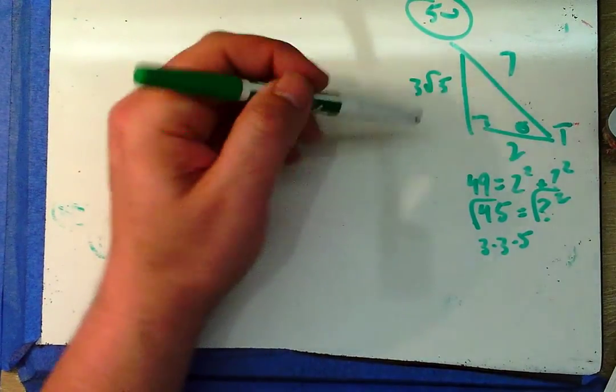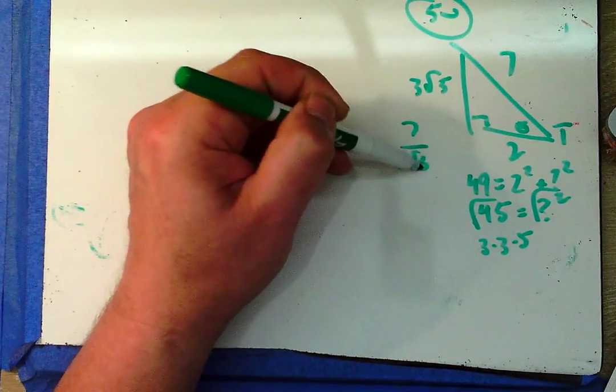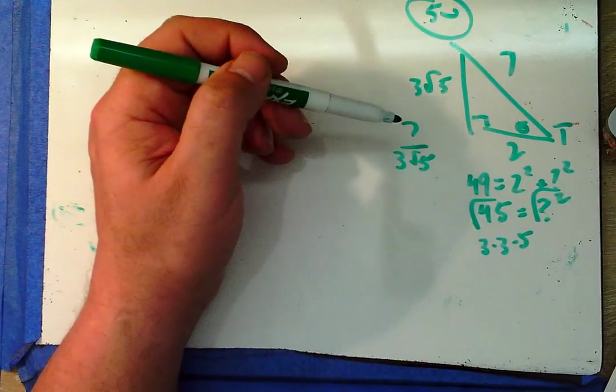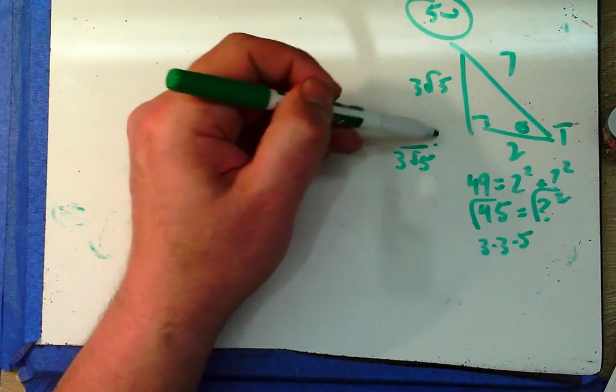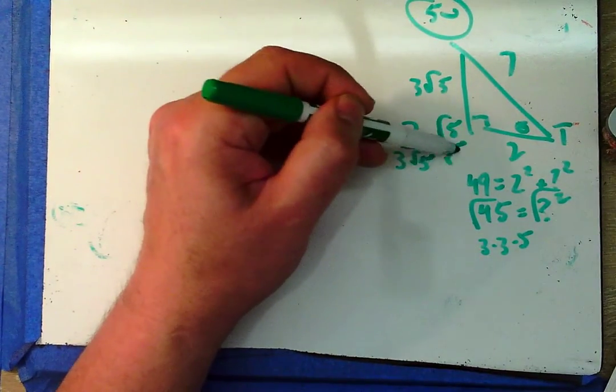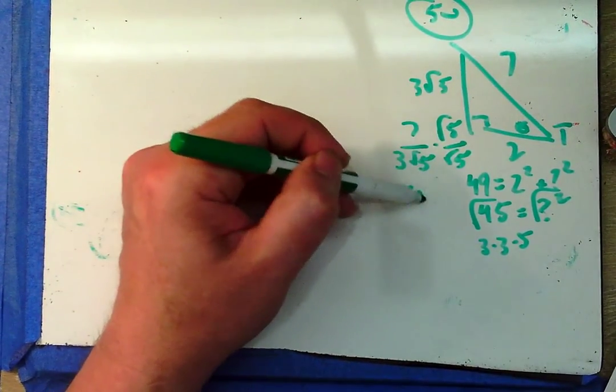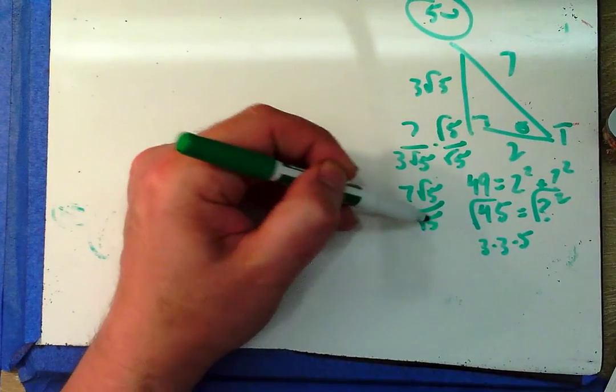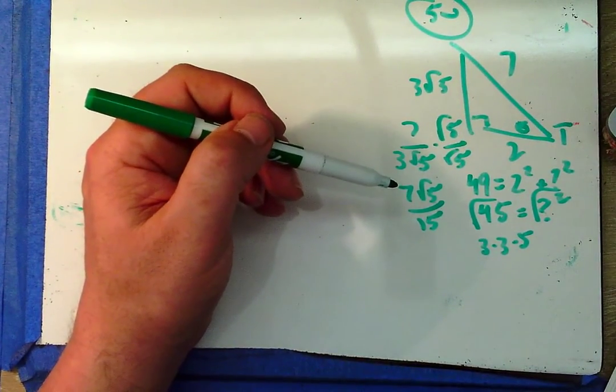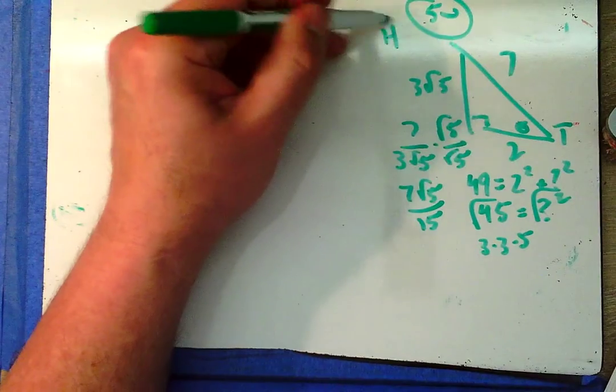So 7 over 3 root 5, but these people are old people. They are not yet dead, and so they insist on rationalizing. And so we have 7 root 5 over 15. 7 root 5 over 15 is choice H.